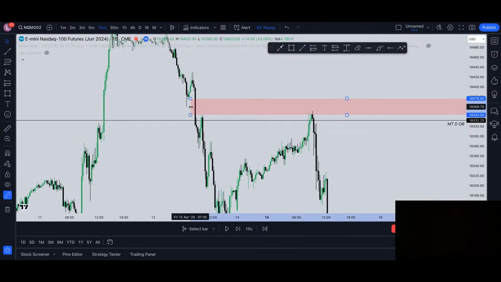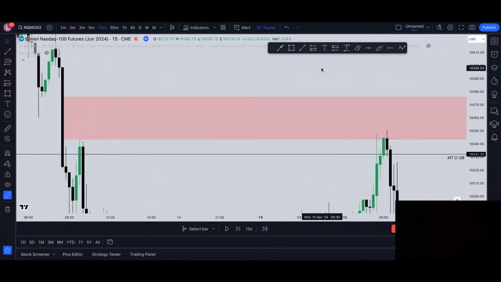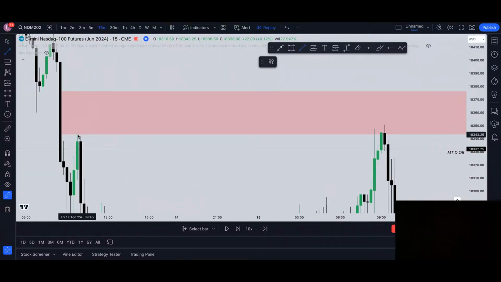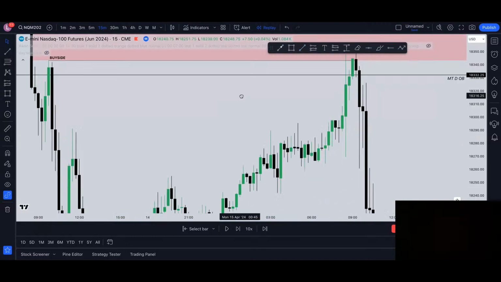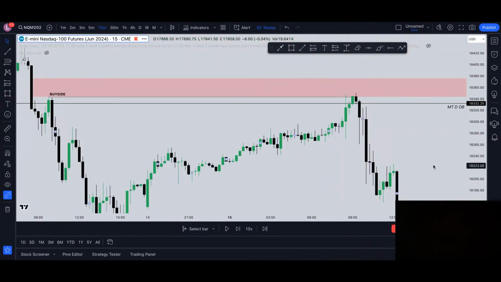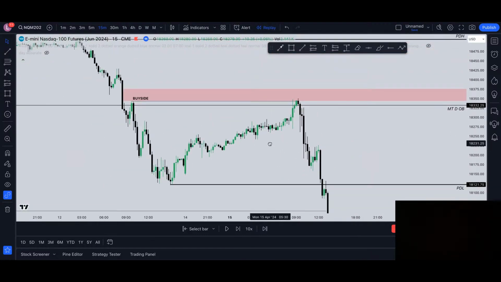And so this is a 1 hour fair value gap. We can see this buy side which got taken, and we can clearly see a market maker sell model.